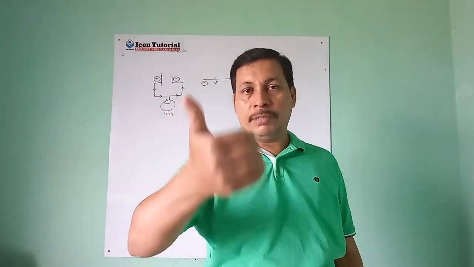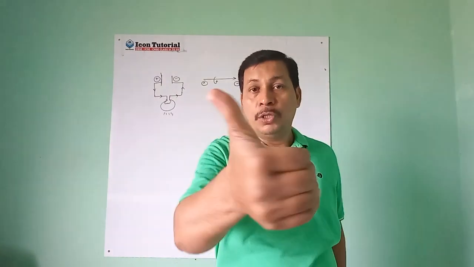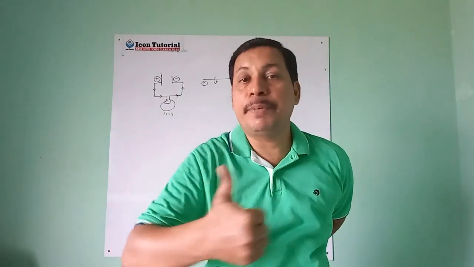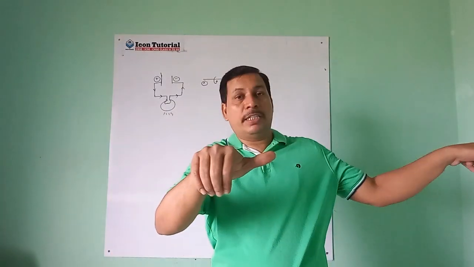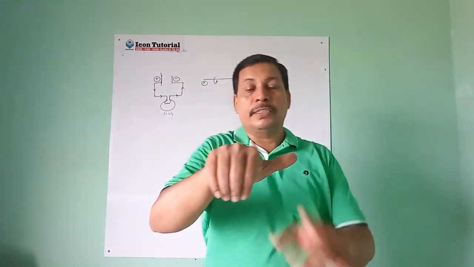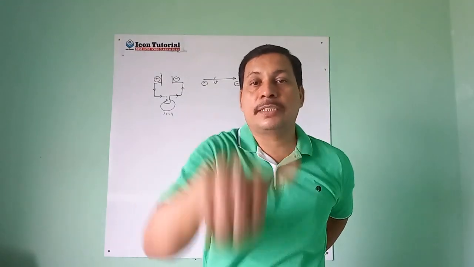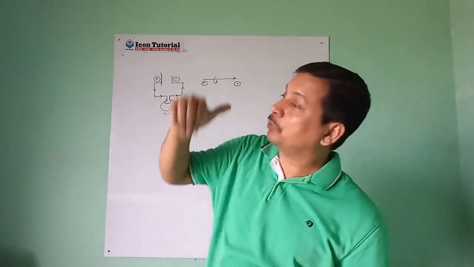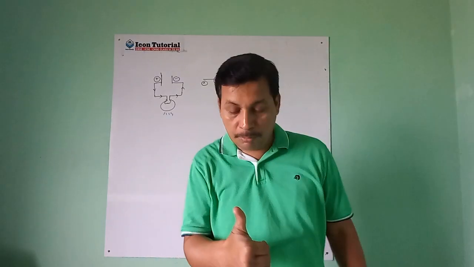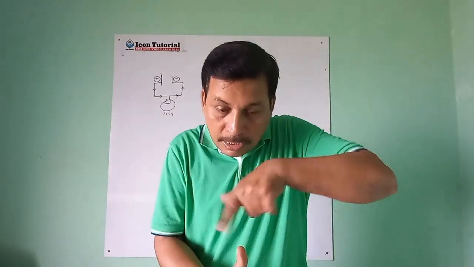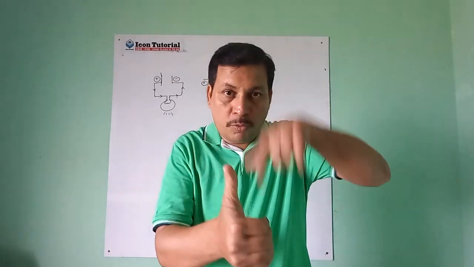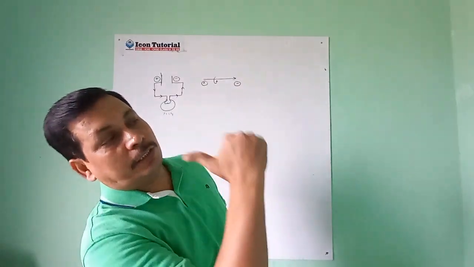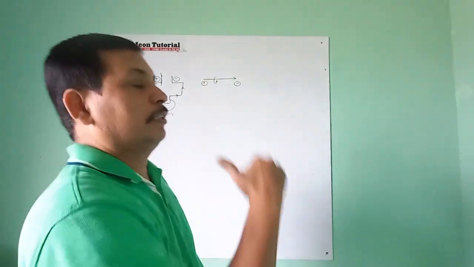Once again I am explaining the right hand thumb rule. If the current is flowing in this direction, upward, this is the magnetic field. If the current is flowing to my left hand side, then the magnetic field is like this. If you observe from this side, this is anti-clockwise. From this side you have to look at it. This is anti-clockwise. Here also anti-clockwise.